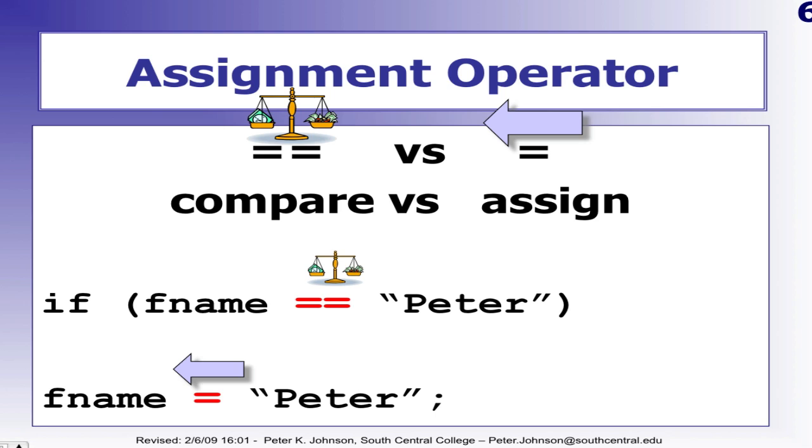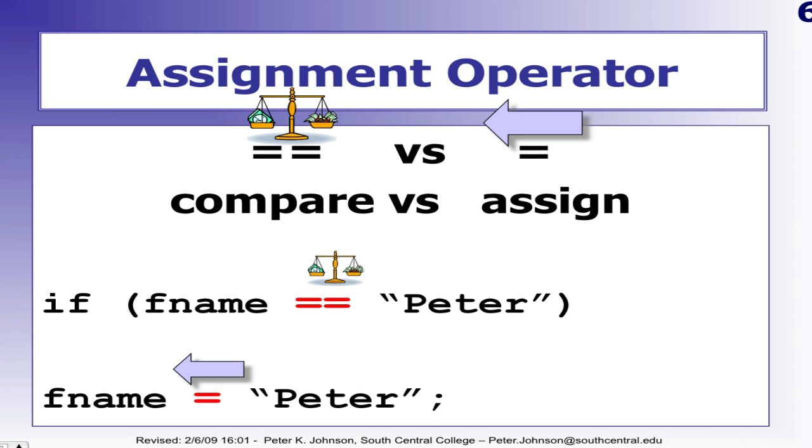Now here's how you use these. If we're doing an if statement, we might say, does the value that's inside the bucket or the variable fname, is that the same as "Peter"? And in that case, we'd use the equality operator, which is the equal equal. Now, if we want to put something in that bucket or in that variable name, we'd use the assignment operator. And in this example, we put the string Peter into the variable name fname.